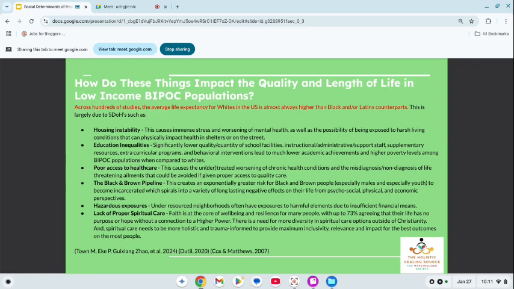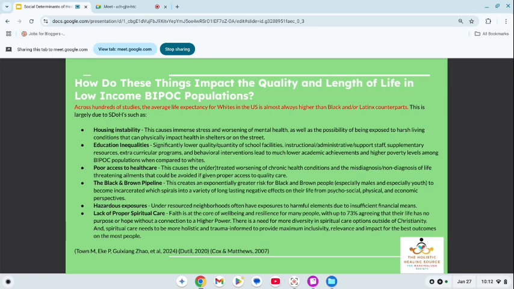How do these things impact the quality and length of life in low income BIPOC populations? Across hundreds of studies, the average life expectancy for whites in the US is almost always higher than Black and or Latinx counterparts. This is largely due to social determinants of health such as, but not only, housing instability. This causes immense stress and worsening of mental health, as well as the possibility of being exposed to harsh living conditions that can physically impact health in shelters or on the street.